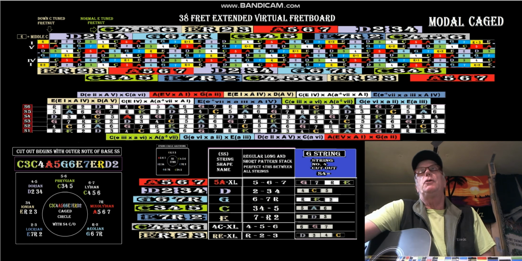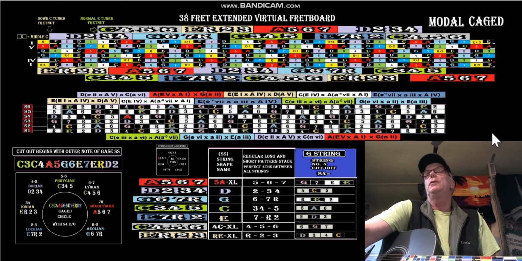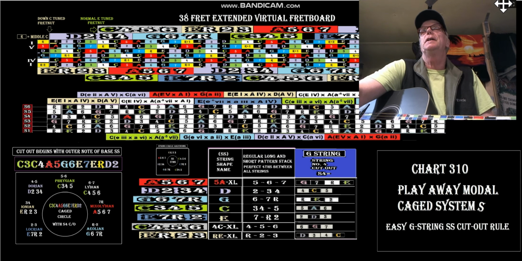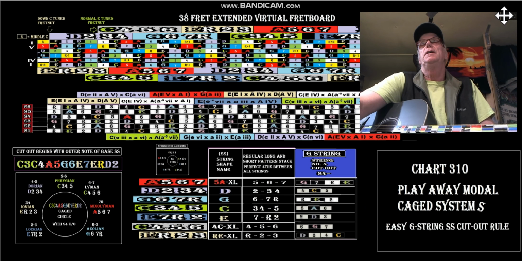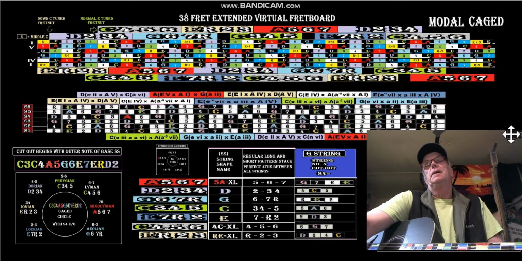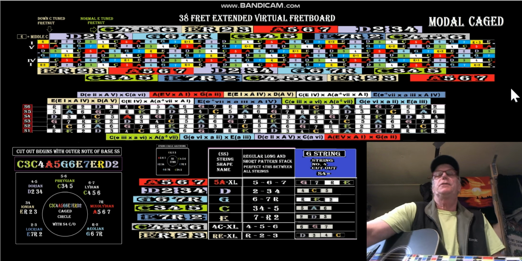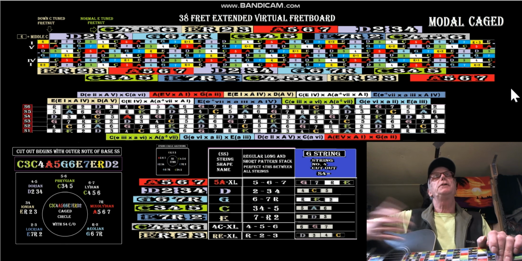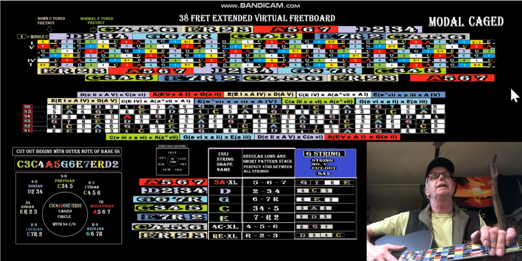But since I have over 300 charts, I just have to look back in time, and so I decided today, what chart am I going to use for the lesson? I thought we'd go back about 9 charts to playaway modal cage systems, e.g. G strings, string shape cutout rule. That's just the subject of this particular chart, but we can use the chart to discuss things.